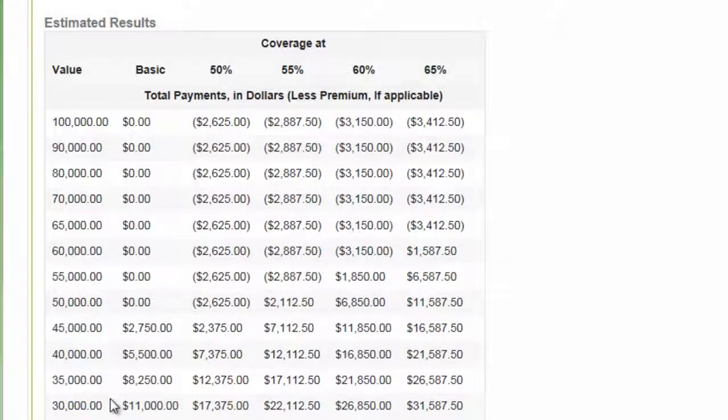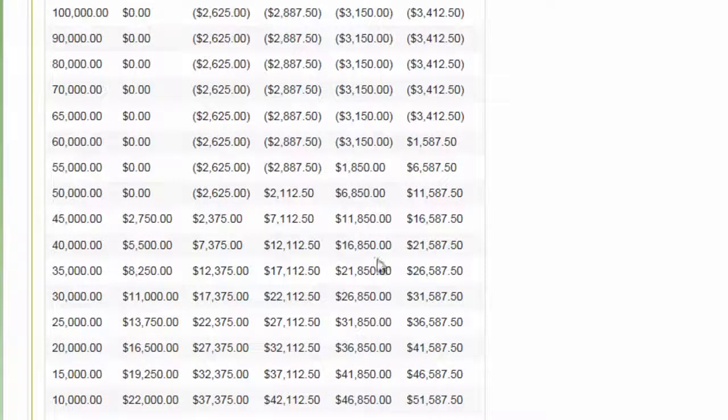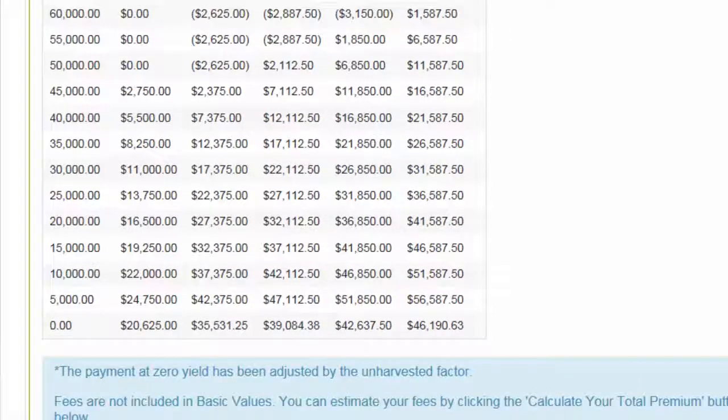And as you see, as you go through here, the coverage keeps going up. At this point, the coverage never goes over 125,000. As we look at the premium, it keeps going up and down here, and there is an unharvested factor. The unharvested factor for Christmas trees is 75%. So they're going to assume that if you don't harvest, they're going to subtract off 25% of the payment you would have received for 100% loss. In this case, 100,000 divided by 2, or 50,000.